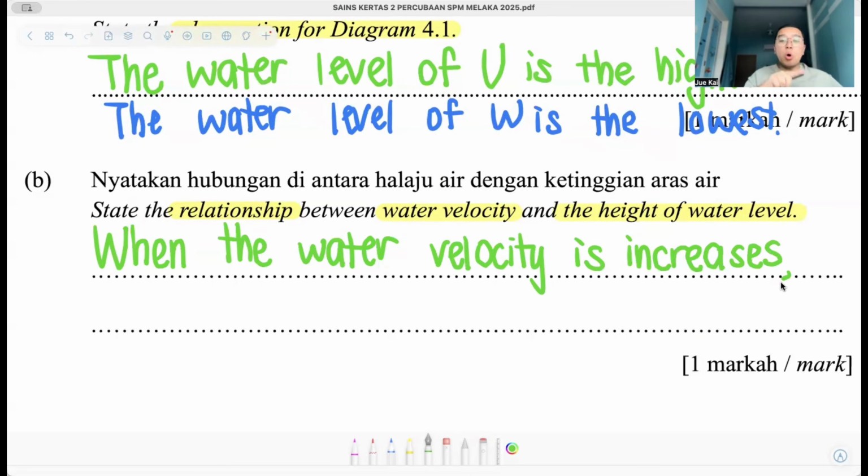Okay, just now I said velocity up, pressure down. So pressure down, the height of the water level goes up, no, supposedly talk like this. Oh my god, you see, I'm confused. So when velocity increases, that means velocity is up, pressure is down. Does it have the pressure to push the water? Yes or no? No. So do you think the height of the water level increases or decreases? It will be decreasing. Good job, Qixuan. Decrease.